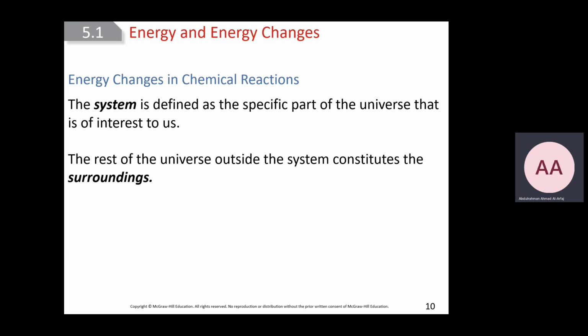Good. Now, I want to define two things: system and surrounding. System, you define it yourself always. For example, if I want my system to be this box, then this is my system, and whatever is around it is surrounding.